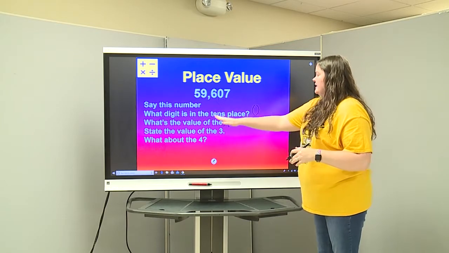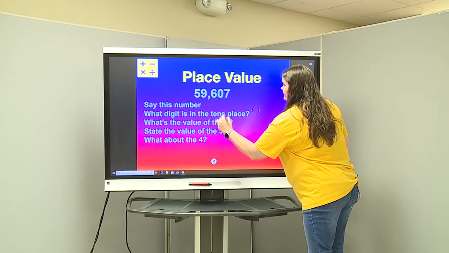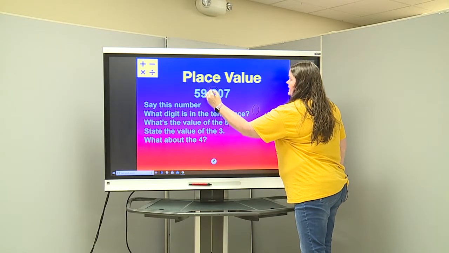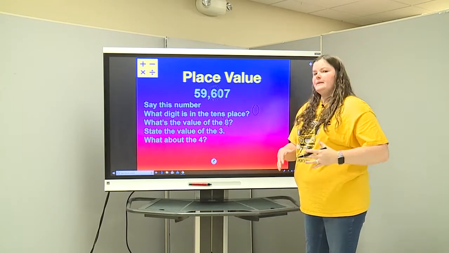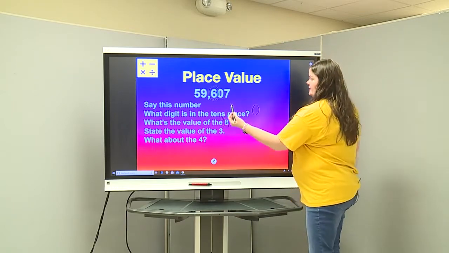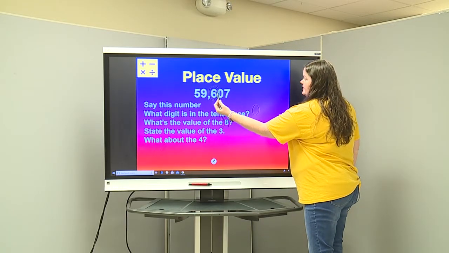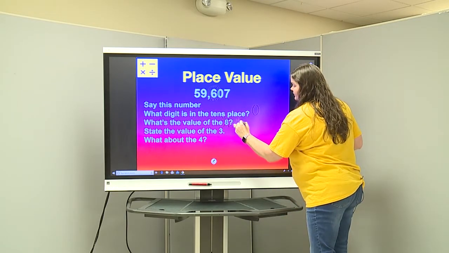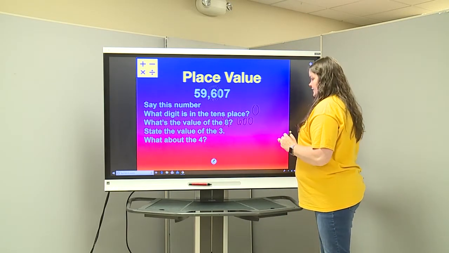Sorry, guys. So it says, what is the value? Let's change that. What is the value of the 6? So let's find that 6 right here. First of all, I need to figure out what place value it's in. So we've got ones, tens, hundreds. So if it's 6 in the hundreds place, the value would just be 600.